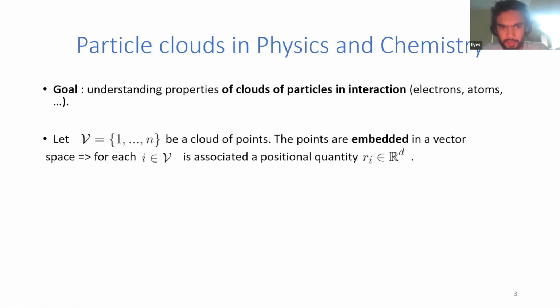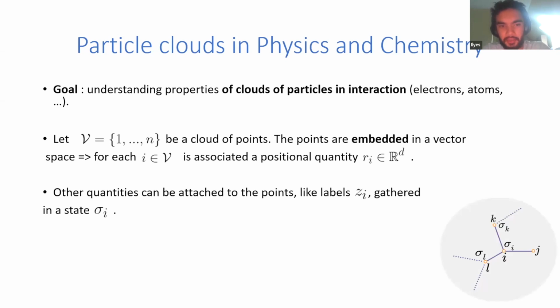This is just a set of points. The properties of these points are usually that they are embedded in a certain vector space, and each of these points has an associated positional quantity, which lives here in R^d. They could also have other types of quantities, like, in chemistry, chemical properties such as what kind of species it is. You can gather all that into a state, here sigma_i, and each point in this point cloud will have a state of all the other features and the positional features.